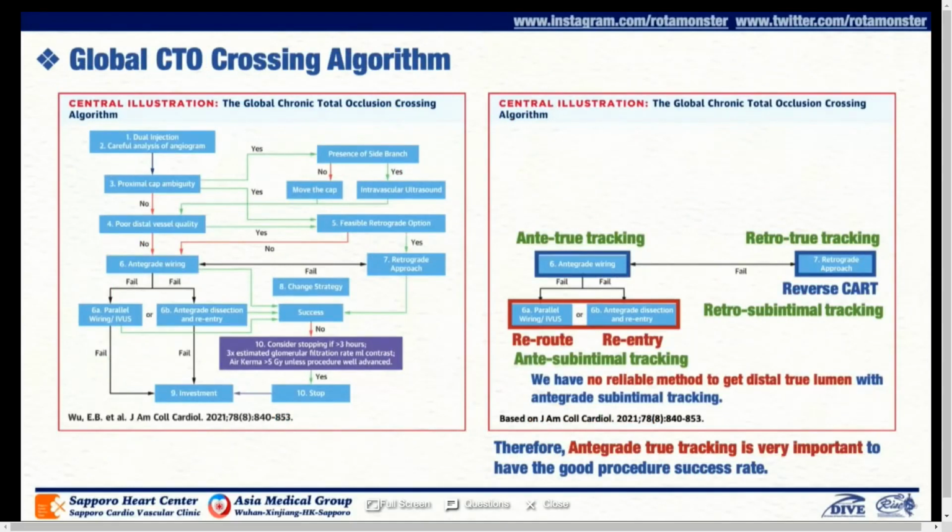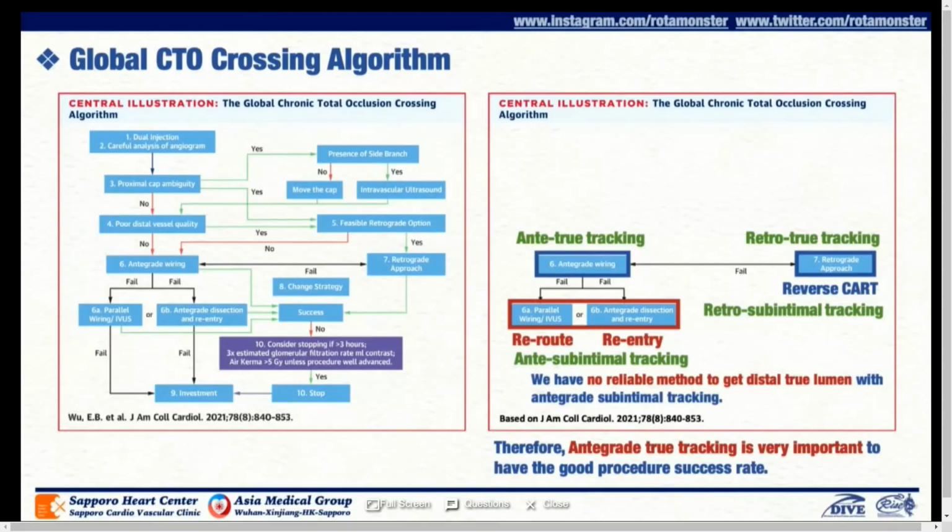As you know, this is a global CTO crossing algorithm. Looks like a little bit complicated cascade. However, if we pick up only the actual procedure, it becomes very simple, as shown in the figure on the right. The reason for this is that we have only 4 pathways and a few strategies.